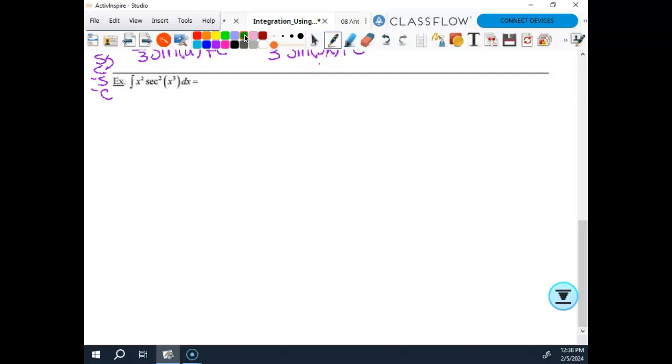X to the third? Yeah, I think I'm going to use what's inside of here. So I'm going to say u is equal to x cubed. So du is equal to 3x squared dx.